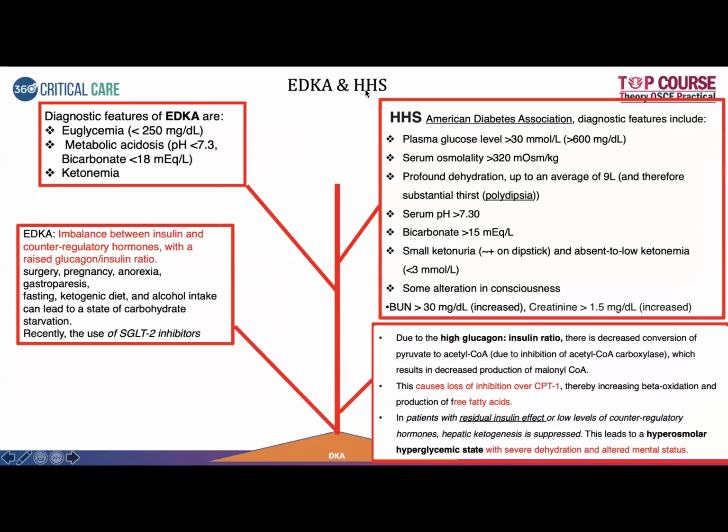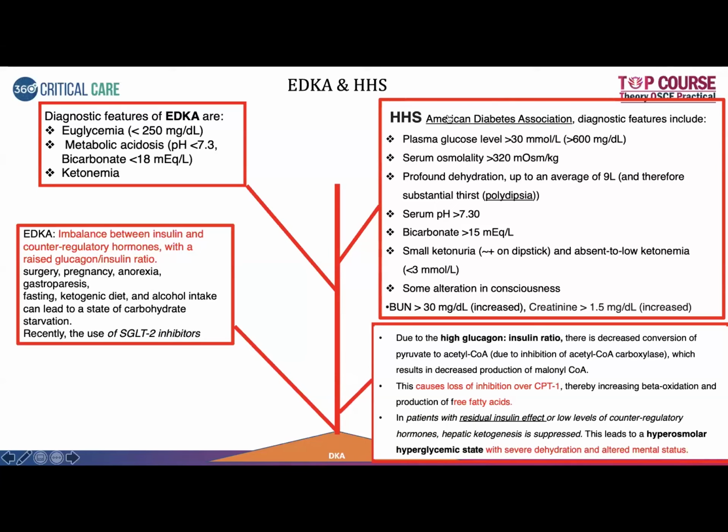Now differentiate euglycemic DKA. In euglycemic DKA, sugar levels are almost in the normal range with acidosis, pH less than 7.3, bicarb less than 18, and ketonemia will be there. So this is mainly an imbalance between insulin and counter-regulatory hormones with a raised glucagon to insulin ratio. The ratio between glucagon and insulin will change. Okay, this happens mainly due to recent use of SGLT2 inhibitors. It can also happen in pregnancy, surgery, gastroparesis, ketogenic diet, alcohol intake, or any fasting state. So this can happen.